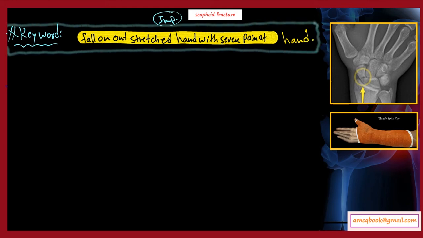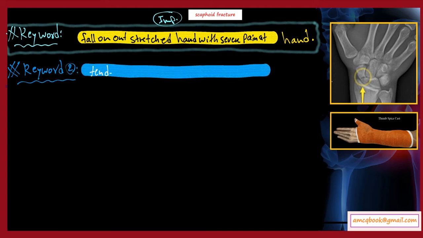So any patient, whatever their age, who falls on an outstretched hand with severe pain at the hand or at the wrist, this means scaphoid fracture. The second keyword is a patient who falls on an outstretched hand and comes with tenderness at the anatomical snuffbox. This means scaphoid fracture. Okay?